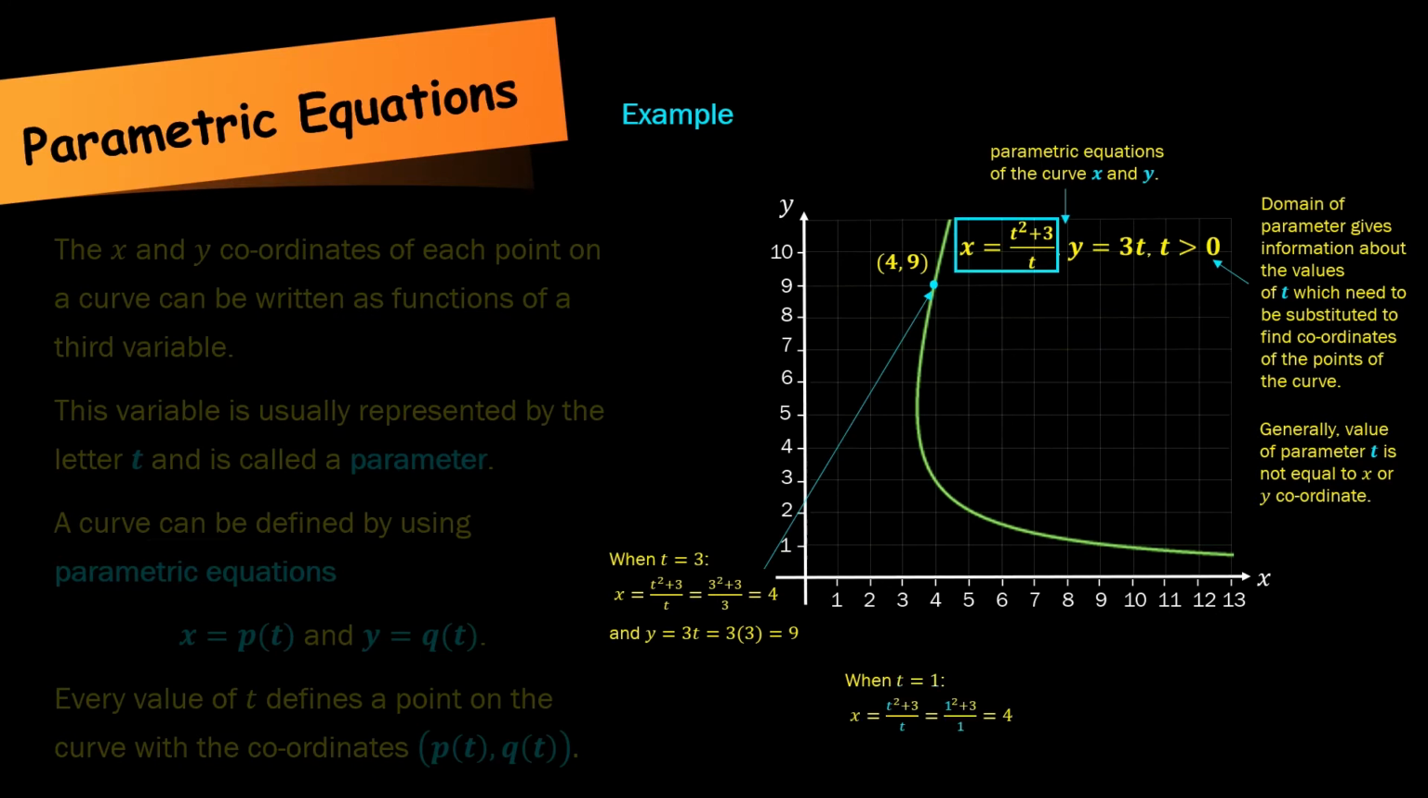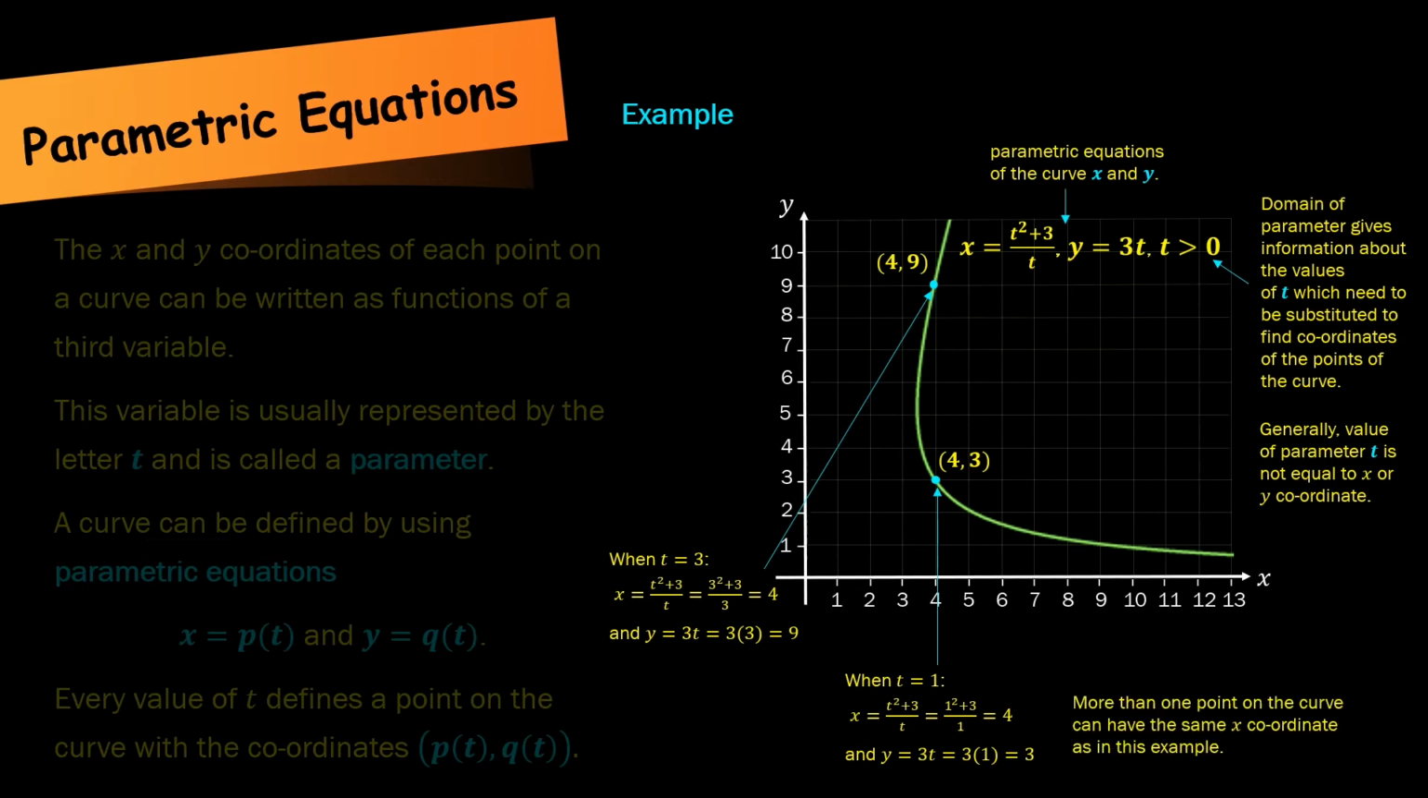When t equals 1, we plug in t equal to 1 in the function for x, which equals 1 squared plus 3 all over 1, which is equal to 4. And y equals 3 times 1, which is equal to 3. So another point on the curve is 4, 3, as shown here. Notice that more than one point on the curve can have the same x coordinate as in this example.